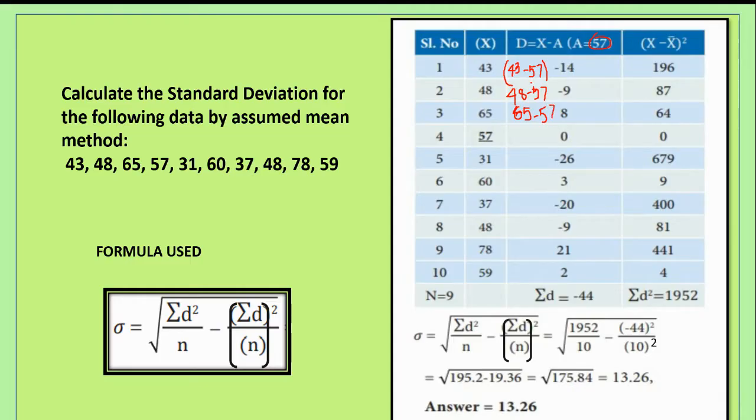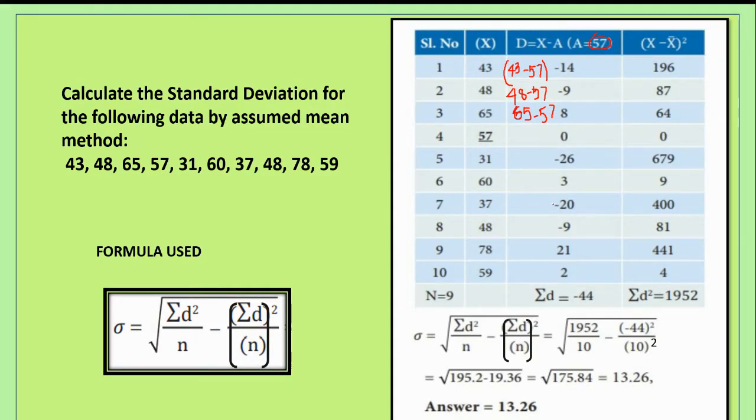For the first two terms, the negative value was more: 57 is greater than 43, so we had the negative value. Here 65 is positive and the negative value is only 57, so you have the positive sign, plus 8. Next one is 57 minus 57, which gives you 0. Then 31 minus 57 will give you minus 26.